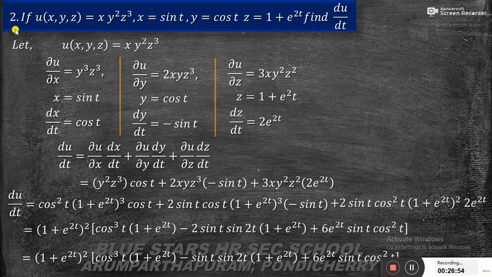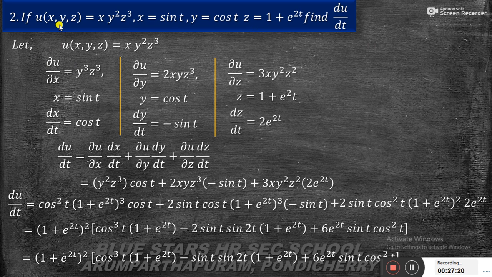So next, second problem. If u of x comma y comma z equal to x into y square z cube, x equal to sin t, y equal to cos t, z equal to 1 plus e power 2t, find du by dt. So you see this is the given function, u of x comma y comma z equal to x y square z cube, x equal to sin t, y equal to cos t, z equal to 1 plus e power 2t, find du by dt.